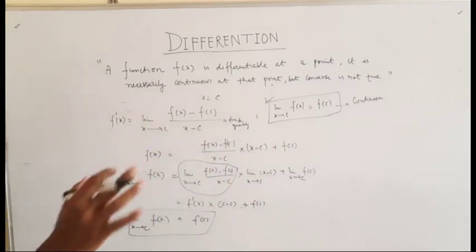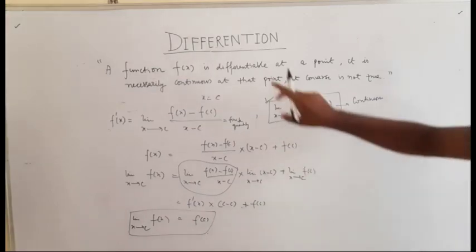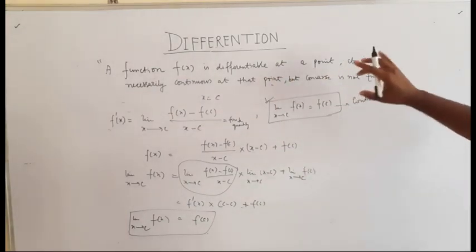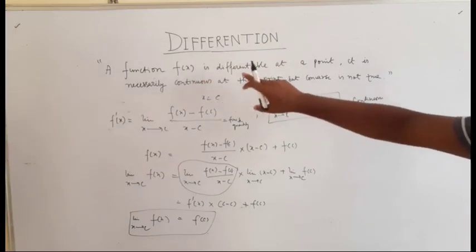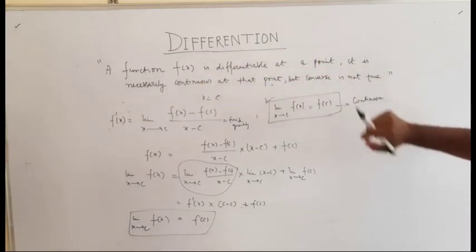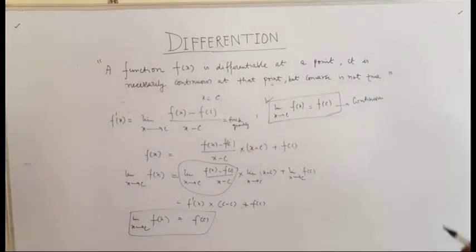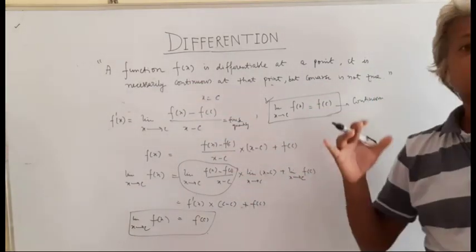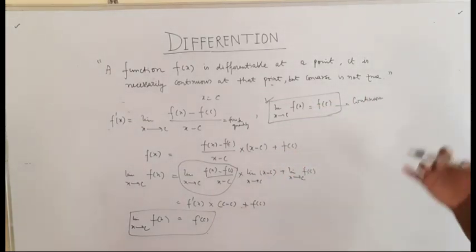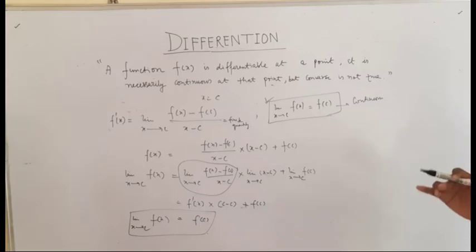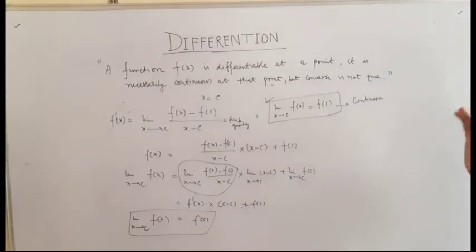And what does the statement say again? A function f(x) is differentiable at a point; it is necessarily continuous at that point, but the converse is not true. It means a function which is differentiable is always continuous at that point, but if a function is continuous, it may not be differentiable at the very same point. This theorem is all about this rule.